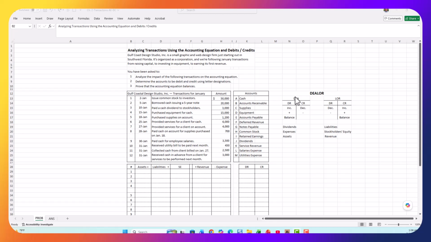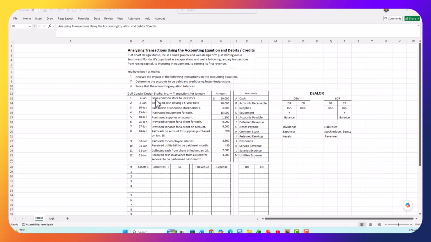Remember your DEALER acronym as you determine debits and credits. Dividends, expenses, and assets all increase on the debit side and have debit ending balances. Liability, owner's equity, and revenue accounts, on the other hand, increase on the credit side and all have credit ending balances. All right, let's take a look at these transactions.